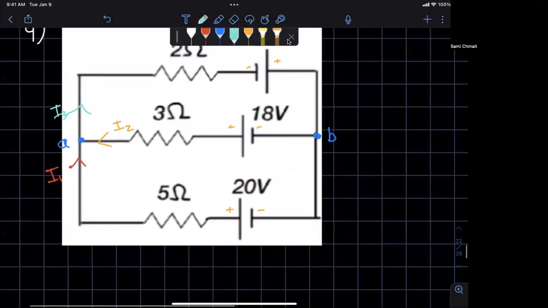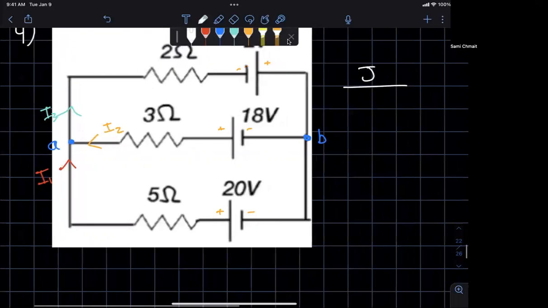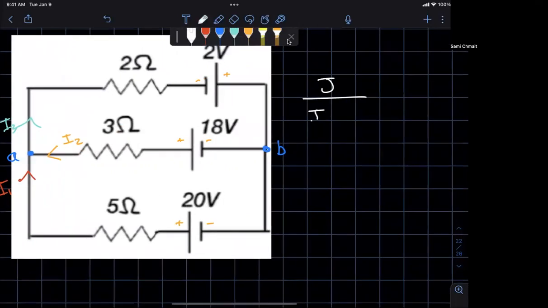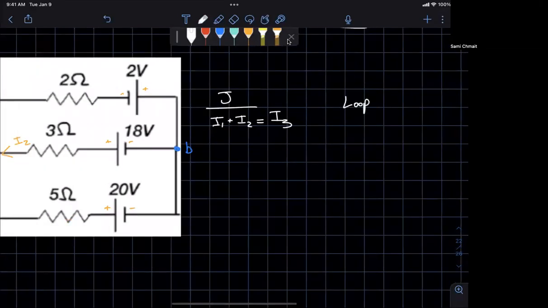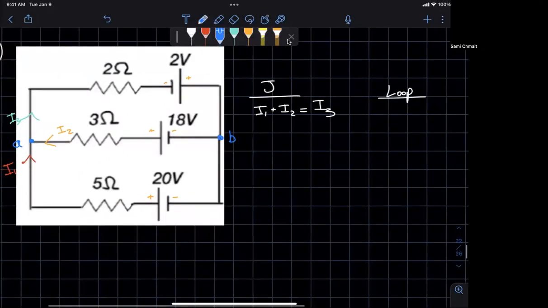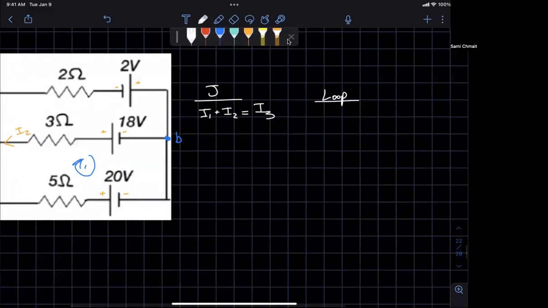So let's start with our junction equation. So what's our junction equation? And let's do some loops. I'm going to do an inner loop and an outer loop just to show that we could do both, but you could choose any combination that you want. So let's do I1 down there. And by definition of the loop equation, that change in V is always going to be equal to 0.